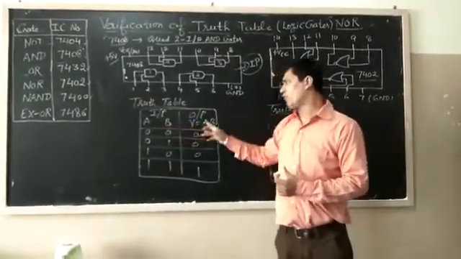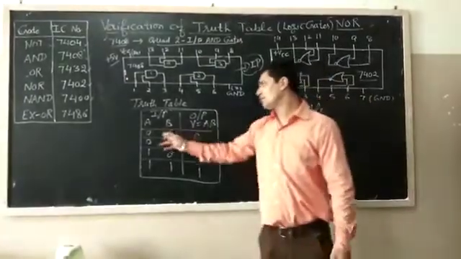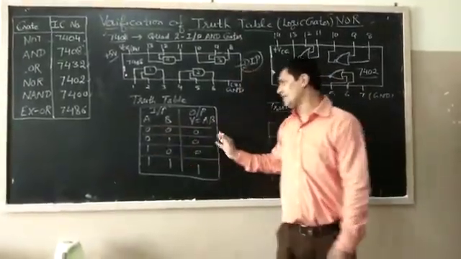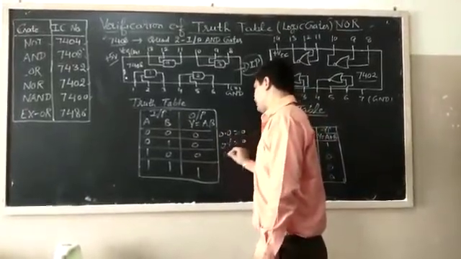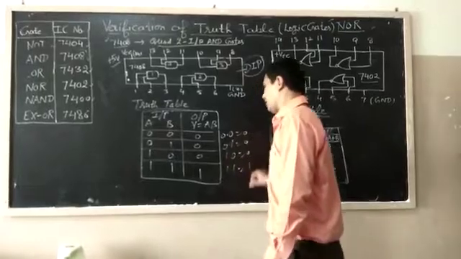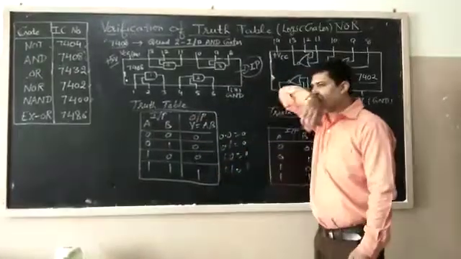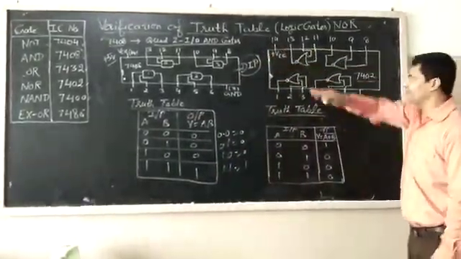So we have to verify the truth table. A, B is the input, output Y is equal to A·B. 0, 0 is the input, 0 is the output. 0, 1 means 0 into 1, that is 0, 1 into 0, that is 0, 1 into 1, that is 1. So you will find this table. We will verify by using these ICs.